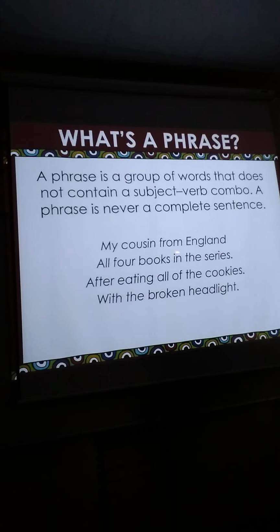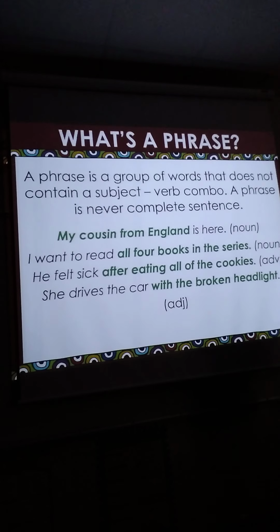But you can certainly add on to these phrases to make simple sentences. My cousin from England is here. So my cousin from England, add that verb, is here. The second one, again, add the verb: I want to read all 4 books in the series. And then he felt sick. Here is your subject and your verb, he felt sick, and then it's your adverb, after eating all of the cookies. And then the final one, with the broken headlights, she drives the car. Again, you need to add the subject and the verb, and then that is just a clarifying phrase, part of the sentence.